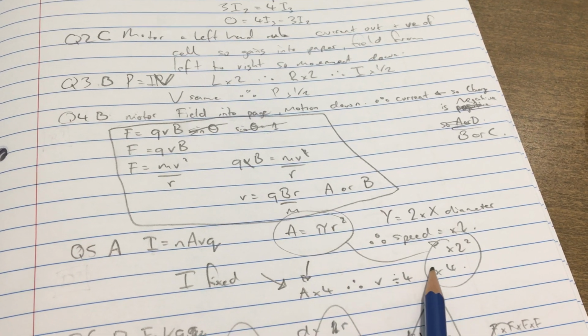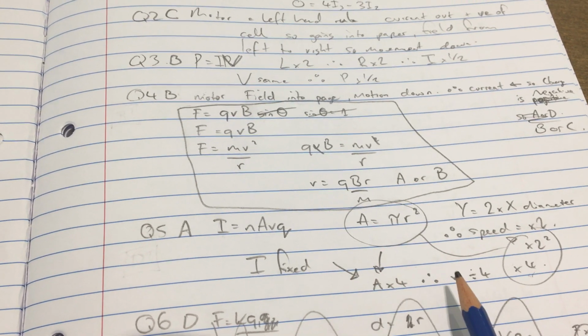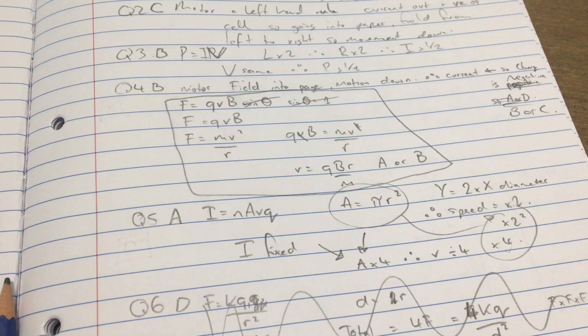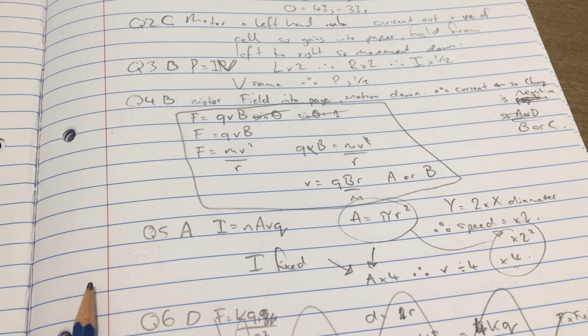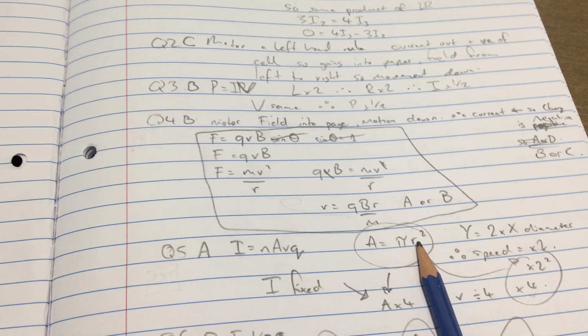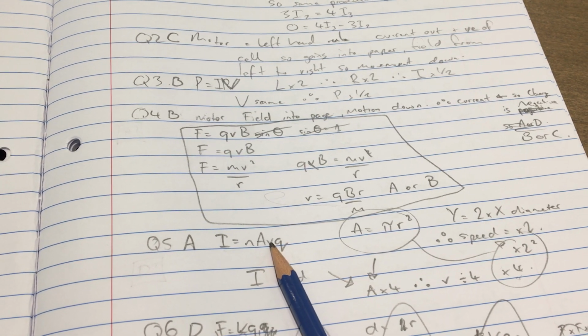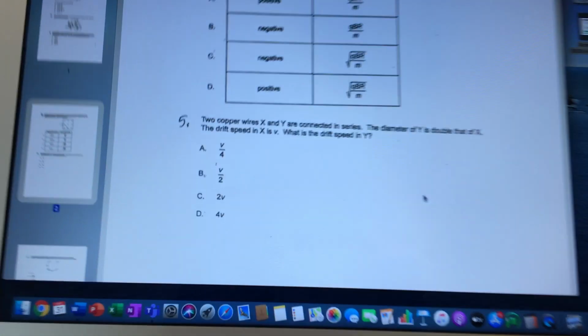Because A equals pi r squared, if diameter gets doubled, then the area becomes 4 times bigger. So A gets 4 times bigger, therefore V needs to get 4 times smaller. Does that make sense? Current is fixed. You make the diameter twice as big, so you make R 2 times bigger, which means you make A 4 times bigger, so this goes up by 4, which means that has to go down by 4. You can't change N and you can't change Q, they're kind of fixed inside a circuit, aren't they?